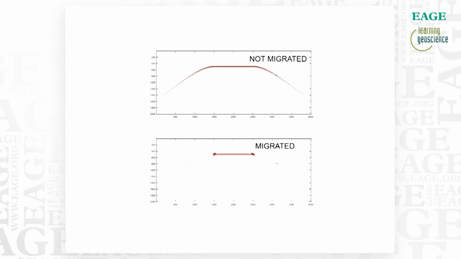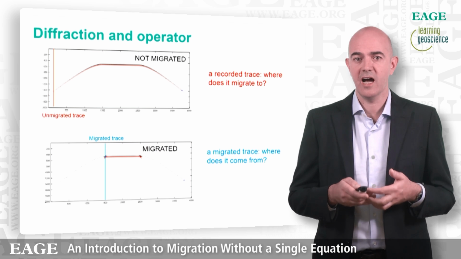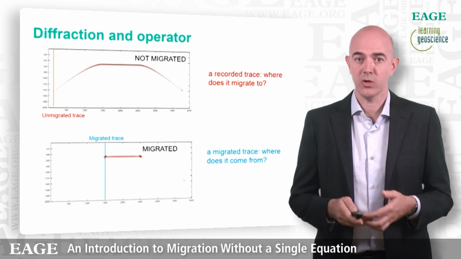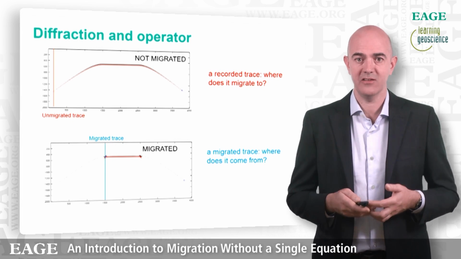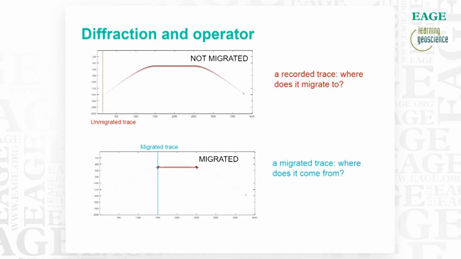And the interesting thing is that this is a good way of introducing the reciprocity between the diffraction hyperbola and the migration operator. So when you look at these two domains, the domain in which the data are not migrated and the domain in which the data are migrated, we can ask ourselves these questions. We look at this unmigrated trace and we ask, where does it migrate to? And when we look at one migrated trace at the final image that we get, we can ask ourselves, where does this energy come from? Where was it before being migrated?